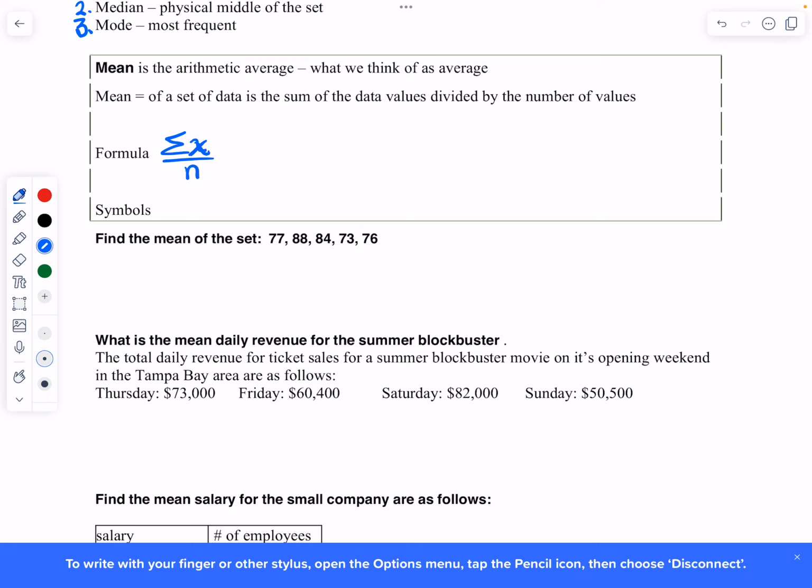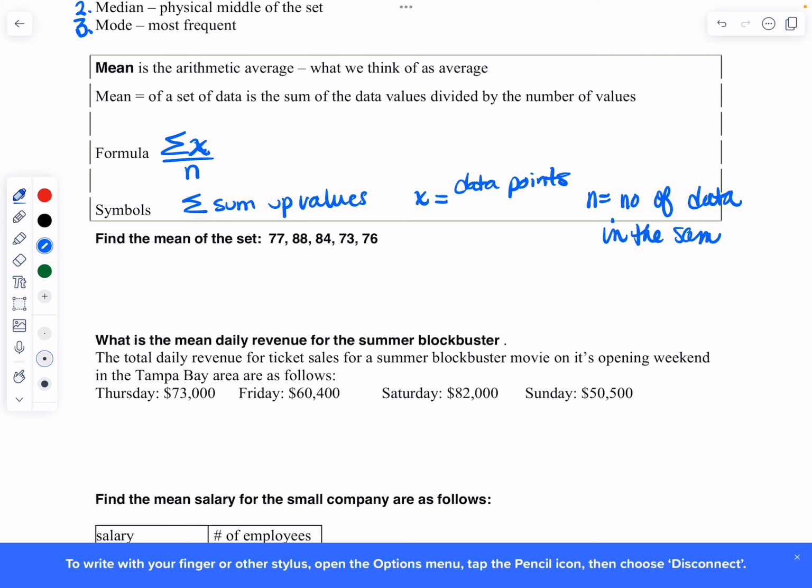Okay, so sigma means to sum up values. x is our data points. And n equals the number of data points in the sample. Okay, so we're going to work on this together. Again, it's sigma x over n.